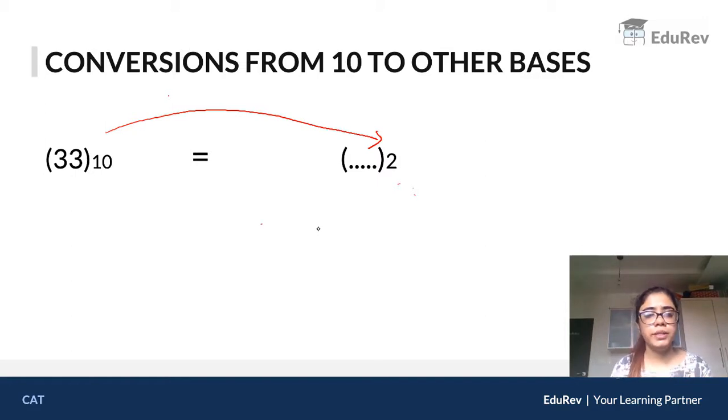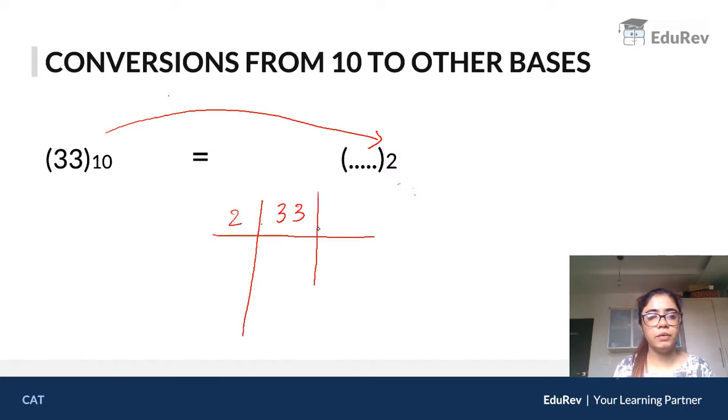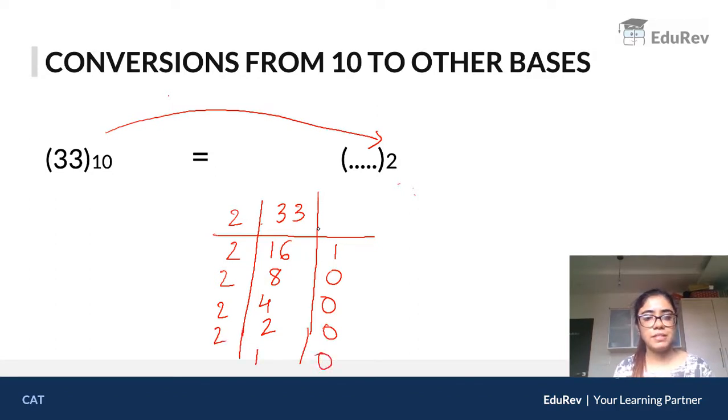What do we do? देखो, we will divide 33 by 2 and we will write down the remainders as well. So 2 16s is 32. I have 1 remaining, I'll write 1 here. 2 8s is 16, nothing is remaining, 0. 2 4s are 8, nothing remains, 0. 2 2s are 4, nothing remains, 0. Then you have 2 1s are 2, nothing remains, 0.